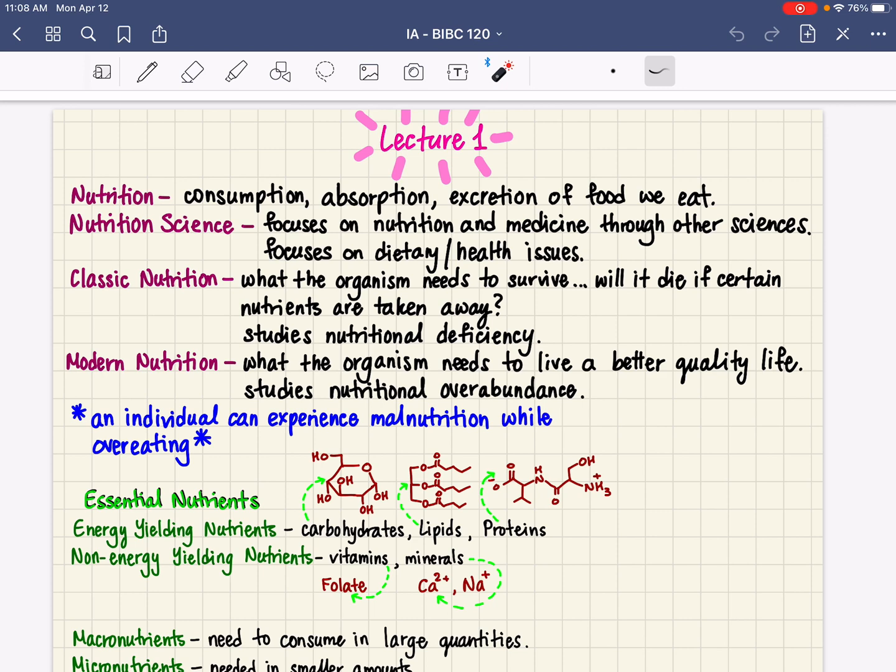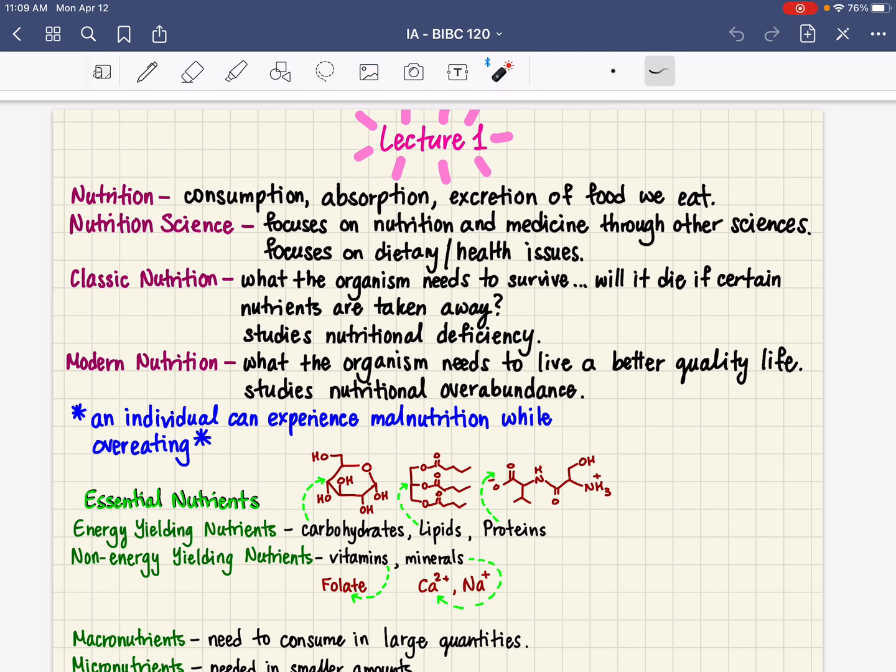So in Lecture 1, we started to talk about what nutrition is and what nutrition science is. You can think of nutrition as the consumption, absorption, and excretion of the food that we eat on a daily basis, and how that is helping us carry out the processes that we do as humans. Nutrition science focuses specifically on how nutrition and medicine interact with one another. How does eating specific foods affect one's health? And nutrition science also looks at dietary and health issues.